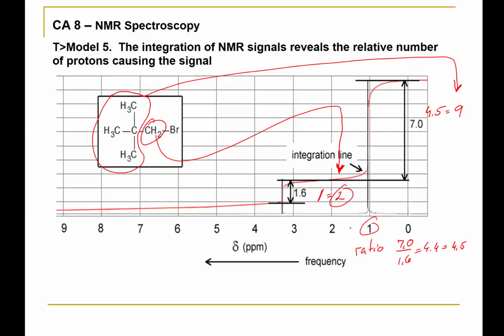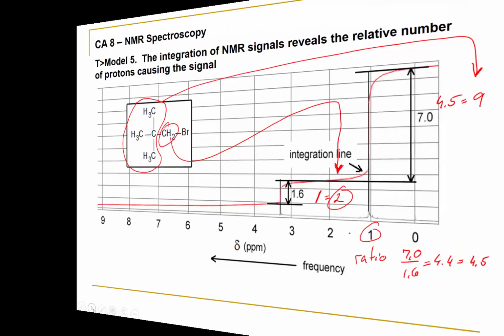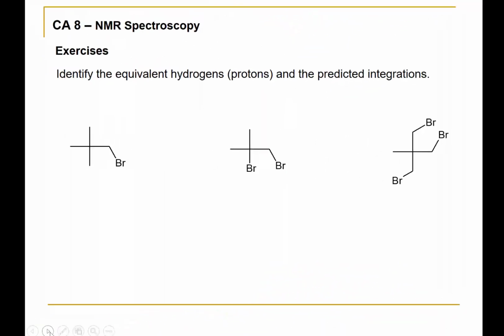As a means of practice, let us look at the next exercise. Here the idea is that we want to first of all identify the equivalent hydrogens and then predict what the integration would be. And we'll make a prediction to the nearest whole number. So that we're on the same page, I'm going to show you here the equivalent hydrogens, and I've labeled them according to A and B. Now I'd like you to predict what the integrations would be.